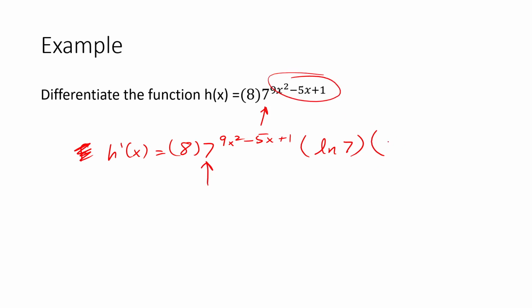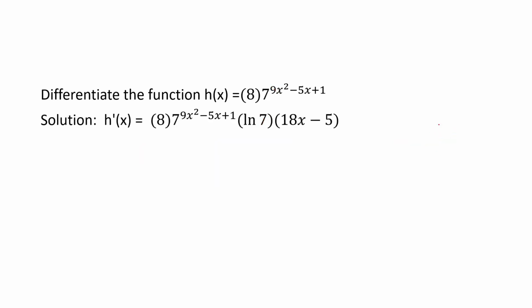and then multiply by the derivative of the exponent itself. So the derivative of 9x squared minus 5x plus 1 is 18x minus 5. And that'll be our derivative. And here it is shown a little bit more neatly.